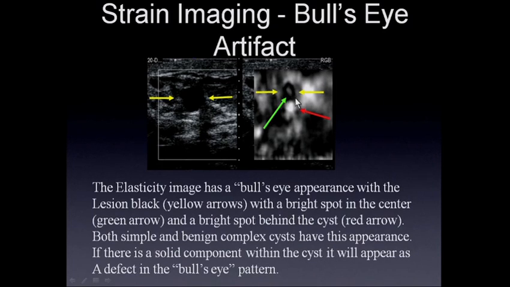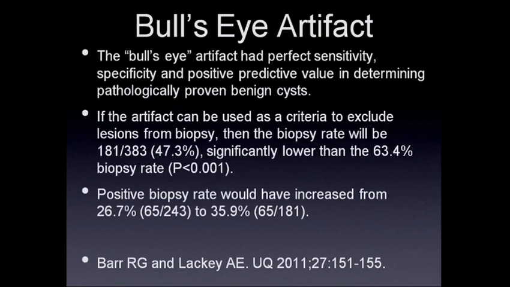The bullseye artifact is composed of 3 components. One is a black ring with a white inner dot and then a distal white dot. And the combination of these 3 things is extremely significant in determining if something is a benign cyst. We did a study evaluating this artifact. The bullseye artifact had perfect sensitivity, specificity, and positive predictive value in determining the pathology-proven benign cystic lesions. This is seen in both simple as well as complicated benign cysts.